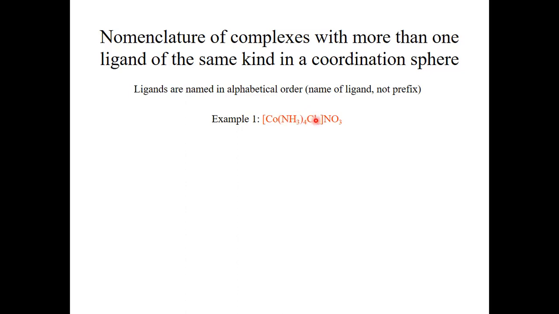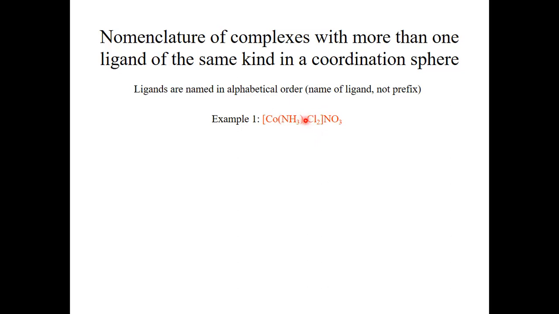Then we have 2 chloro ligands, so the name continues with dichloro, because the ligand is anionic and gets the ending O. And then we continue with the name of the metal, which is cobalt. Then we still need to say what the oxidation number is. In this case, we have a 1+ charge on the complex because the nitrate anion has a 1- charge. You have to consider that we have 2 negatively charged ligands, 2 chloro ligands, and 4 neutral ligands.